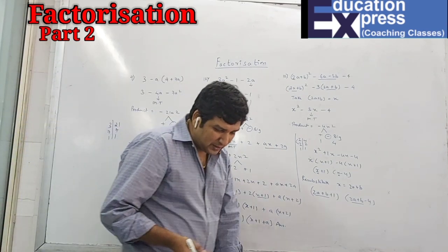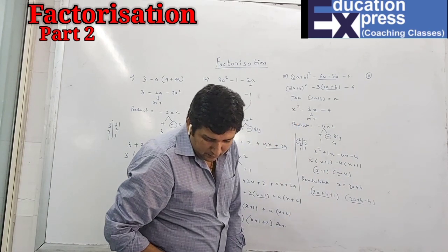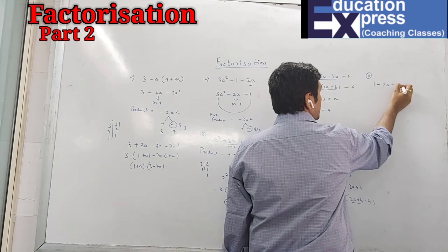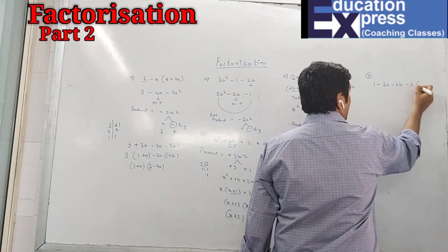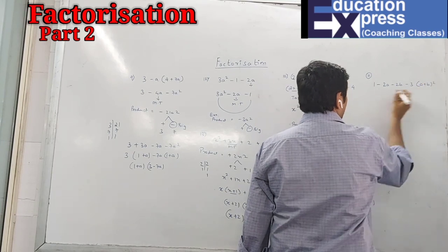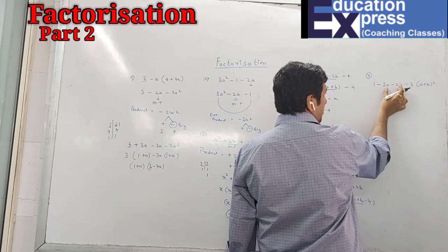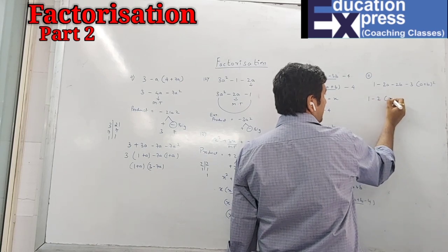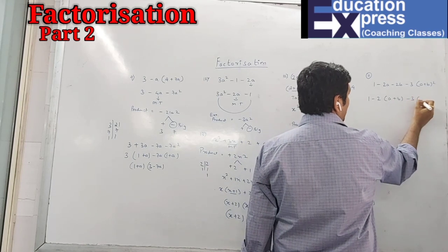We'll start with the 11th sum. 1 minus 2a minus 2b minus 3 bracket a plus b the whole square. So now here, this is obviously already factorized. I will not look at this part. I'll just see if I can take something common over here. Yes, I can take 2. So 1 minus 2 common. What is left? a plus b. Inside, the sign changes because of the negative outside. And then afterwards a plus b.